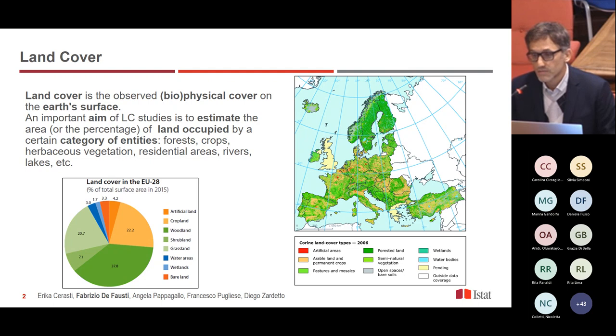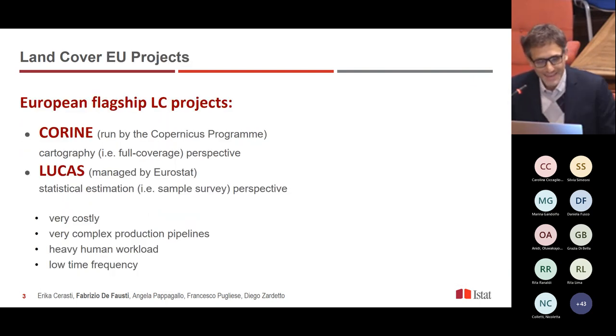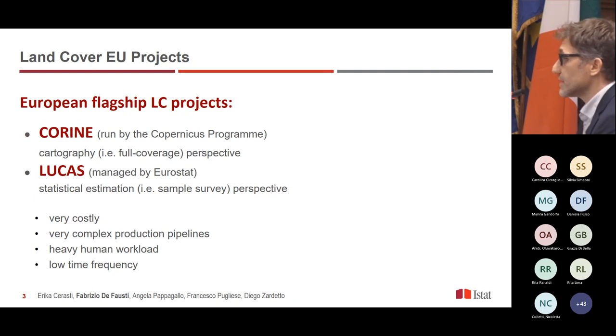Land cover and land use is an important topic. There are two main European projects. CORINE Land Cover is a project that returns a cartography of land cover, and LUCAS is a project that returns an estimation of land cover and is a sample survey.